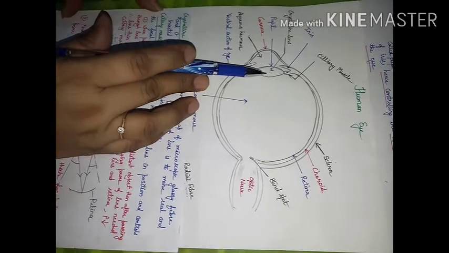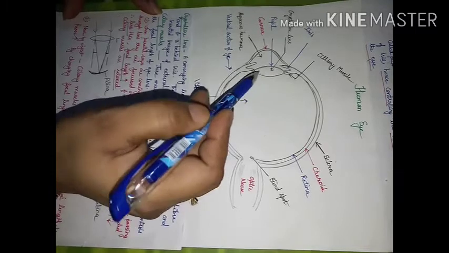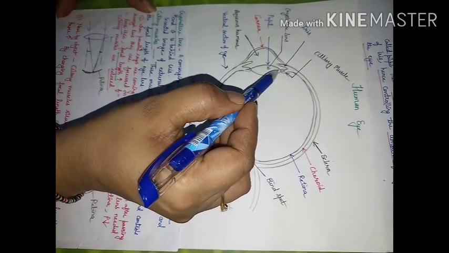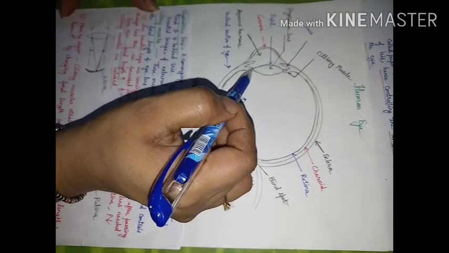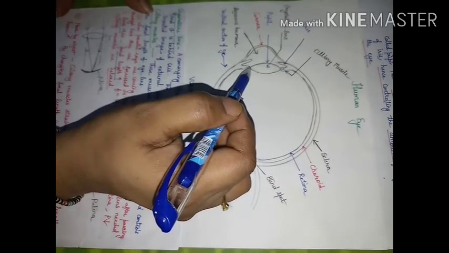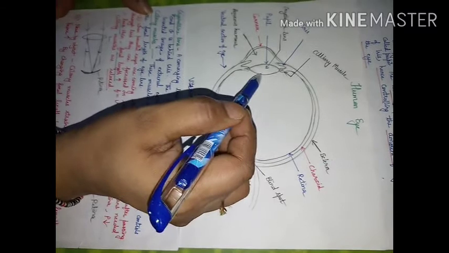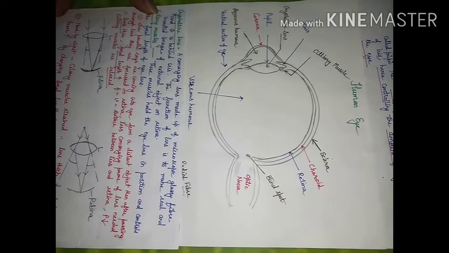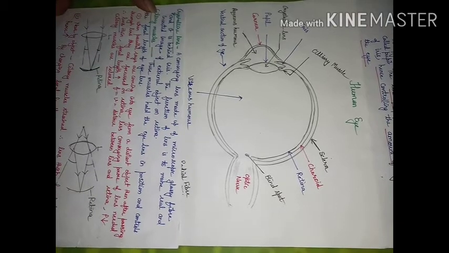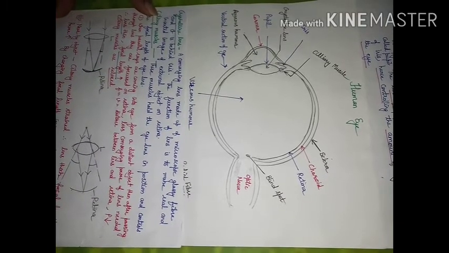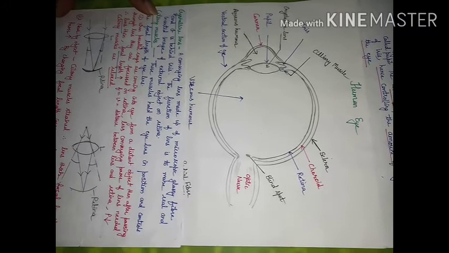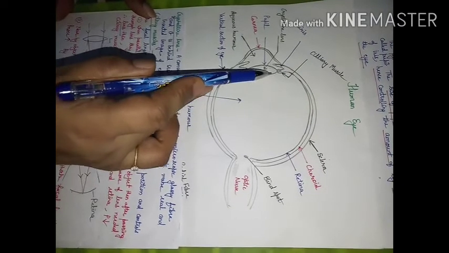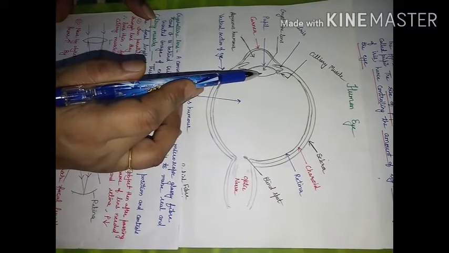This crystalline lens is at its position with the help of these muscles, which are known as ciliary muscles. Both side up and down, this is kept in its position with the help of ciliary muscles. What is function of ciliary muscles here? First function is that it is going to keep the lens at its position. Second function is it is capable of changing the focal length of this lens as needed.